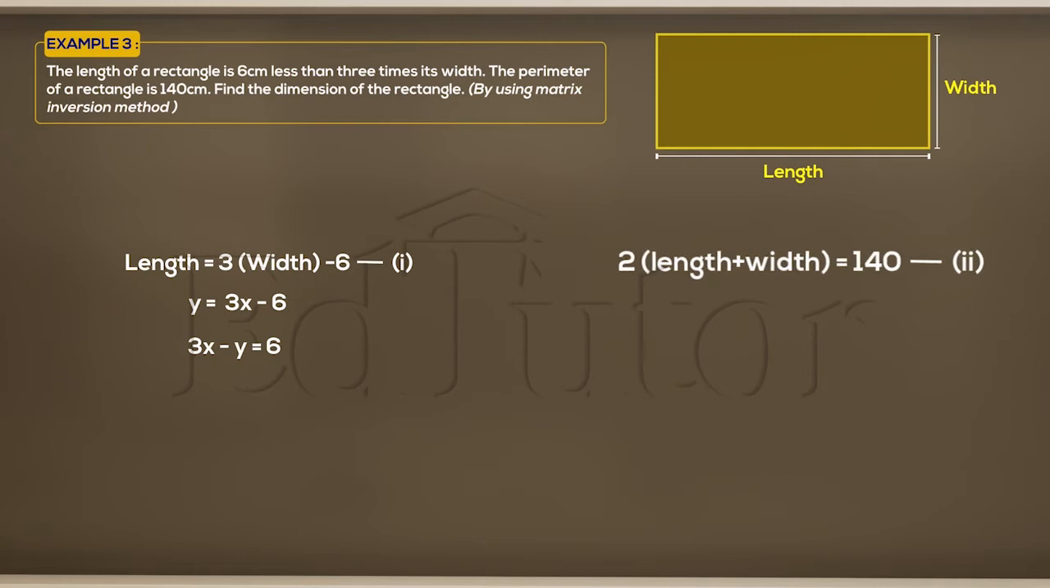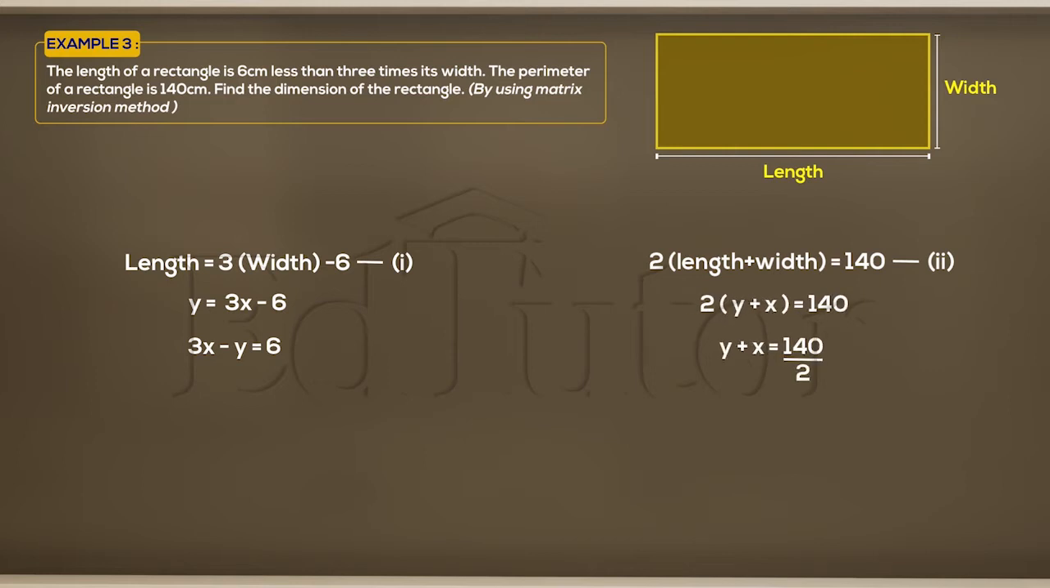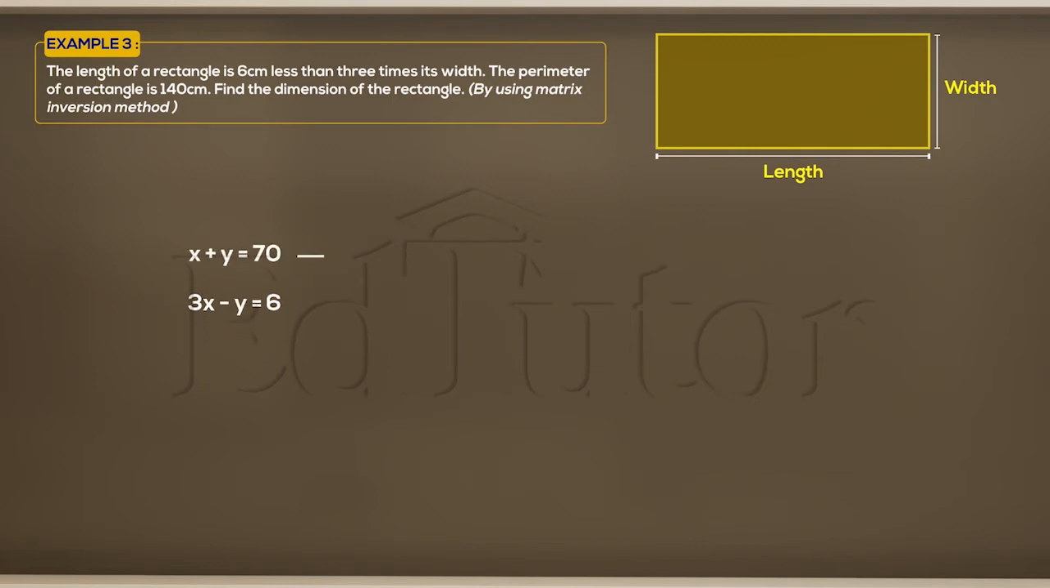As for the second equation, after replacing the length with y and the width with x, it becomes this. If you take this 2 over there, then the equation becomes this or this. Now, we have both the equations in standard form, x first, then y, and constants on this side.